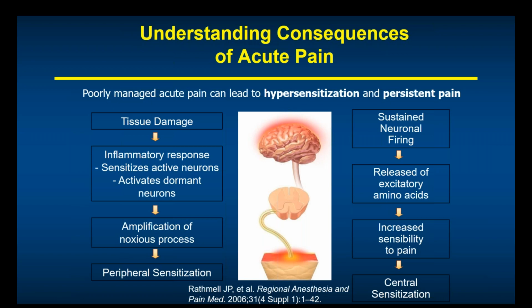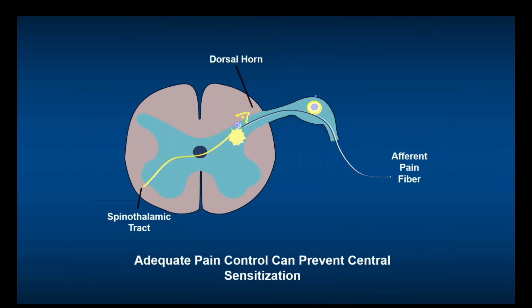Glutamate excites receptors in the dorsal horn, and they're called N-methyl-D-aspartate receptors, NMDA receptors, and that leads to chaos in the dorsal horn, and any input coming into the dorsal horn is met with an increased sensibility to pain, and this is central sensitization, a very, very complex process.